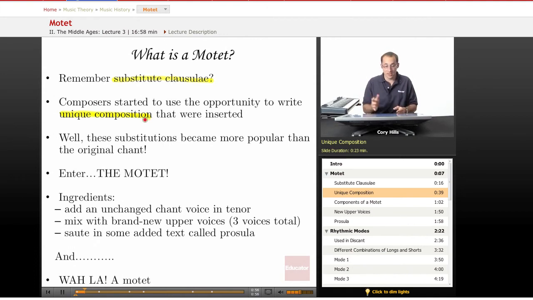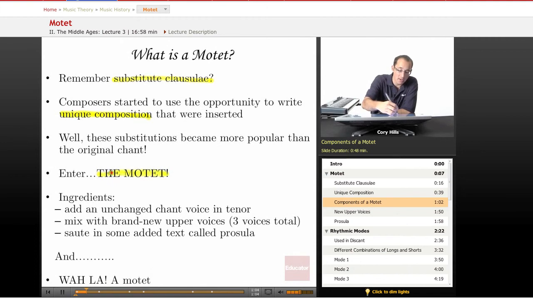That means they were freer. Well, the substitutions became more popular than the original chant. And that's when we get the motet, which is in reality the first song. So how do you get a motet?